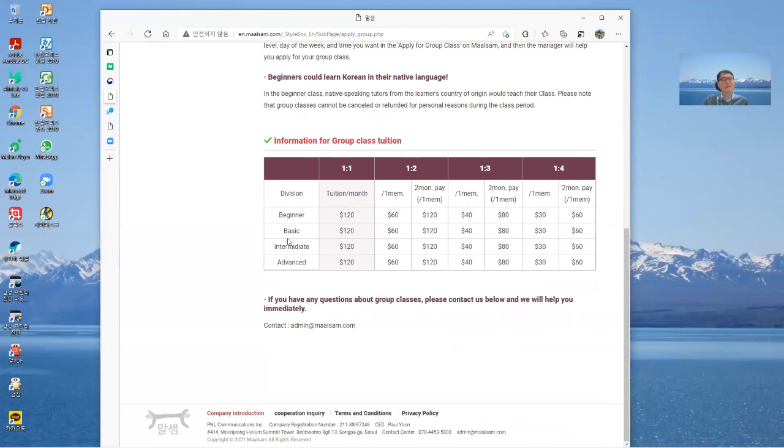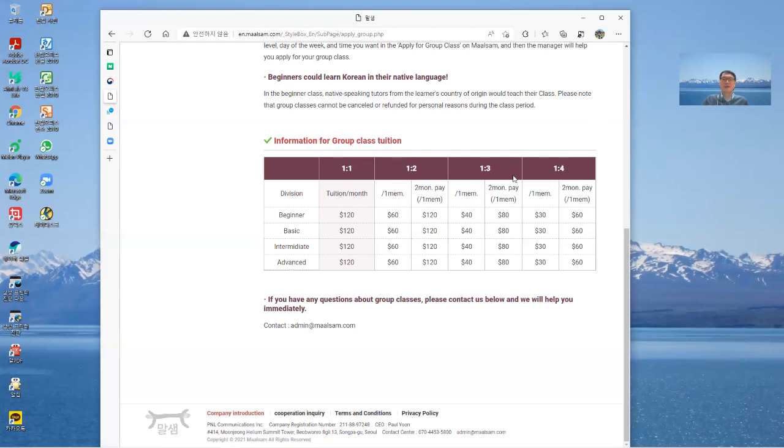Let's see the tuition. Our course has four kinds in total: beginner, basic, intermediate, and advanced. Basically, one-on-one tuition is $120 per month. But if you choose group class 1-2 or 1-3 or 1-4, it is divided among the members, right? So if you choose 1-2 group class, it is divided by 2. So $60 for one member.